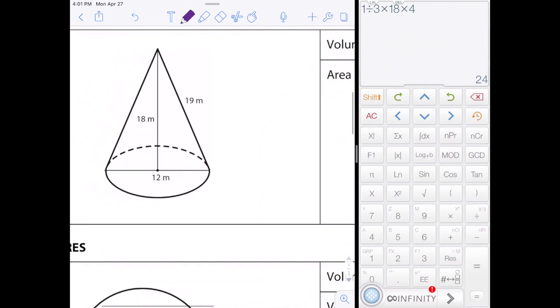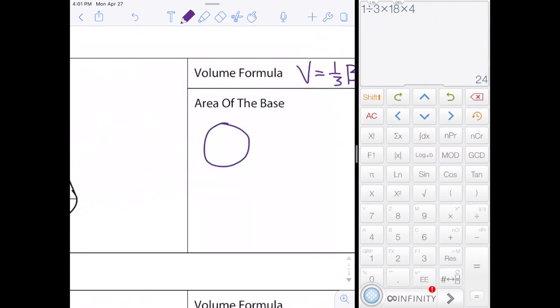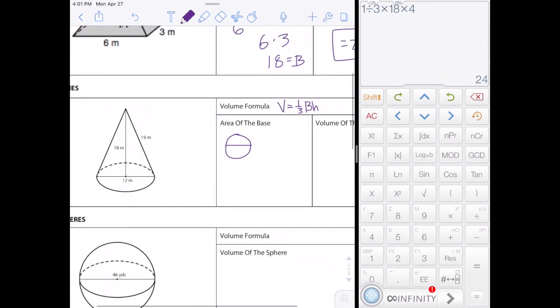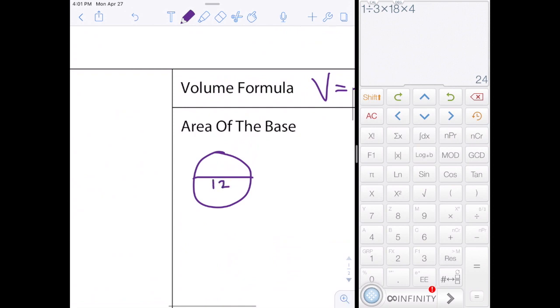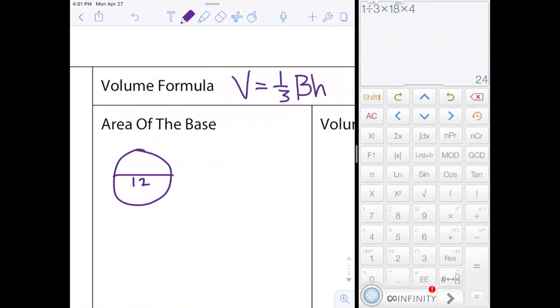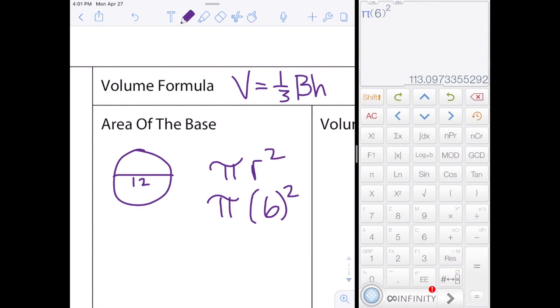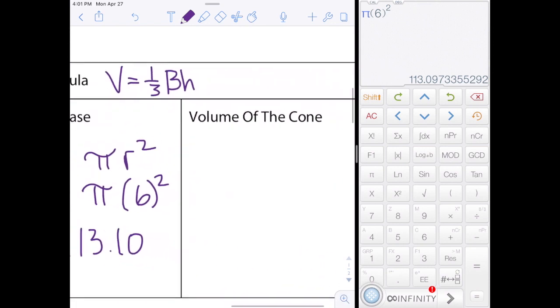But this time our area of the base, our shape is a circle. So our diameter here is 12. And hopefully you remember the area of a circle formula, pi r squared. And in this case, our radius is 6. Pi times 6 squared. All right, I get 113.10. That's my big B.